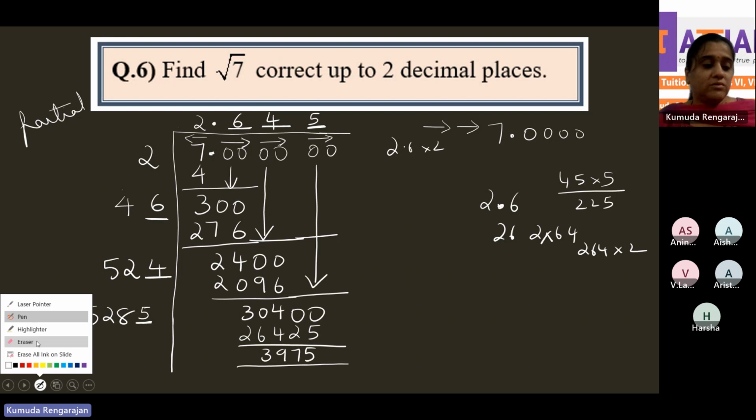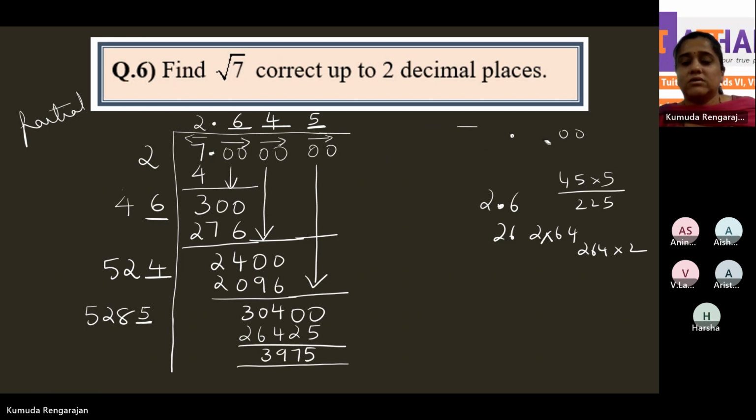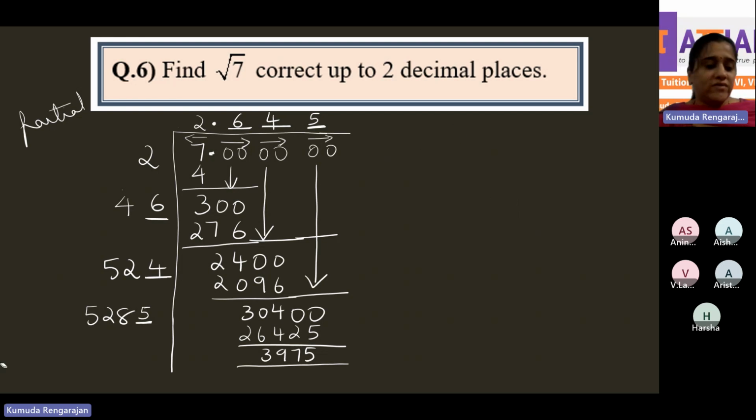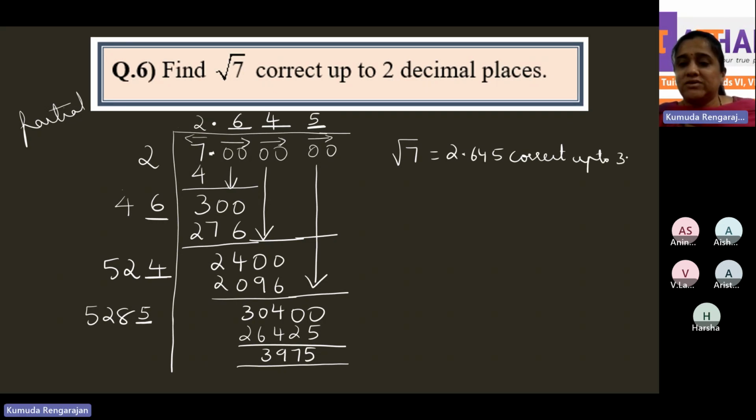So now, square root of 7. You need to write below, not here. I don't have space, so I'm writing it here. So root 7 is equal to 2.645, correct up to 3 decimal places. Now round it off.